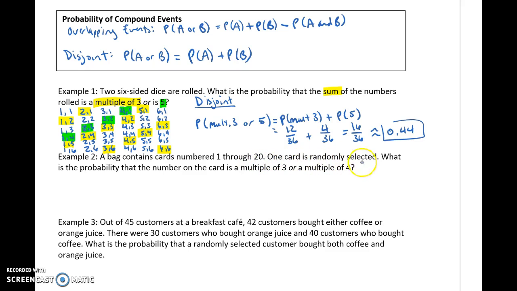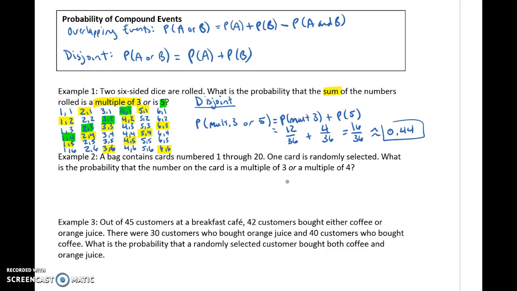One card is selected randomly. What is the probability that the number on the card is a multiple of 3 or a multiple of 4? So again, you can rack your brain and think, is there a multiple of 3 that's also a multiple of 4 that goes from 1 to 20? And you might come up with, oh, there's a 12, right? Because 3 times 4 is 12, 4 times 3 is 12.